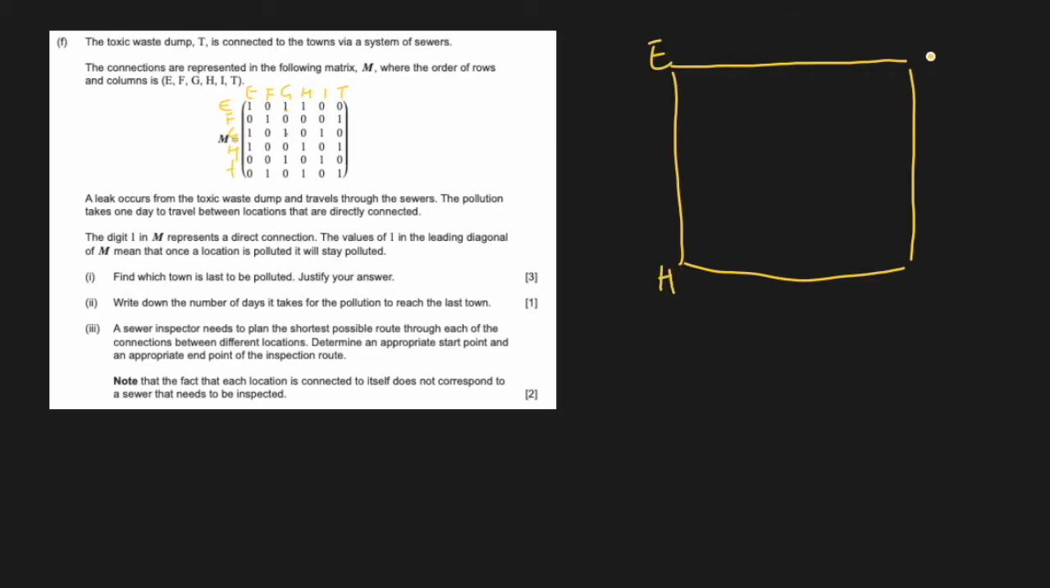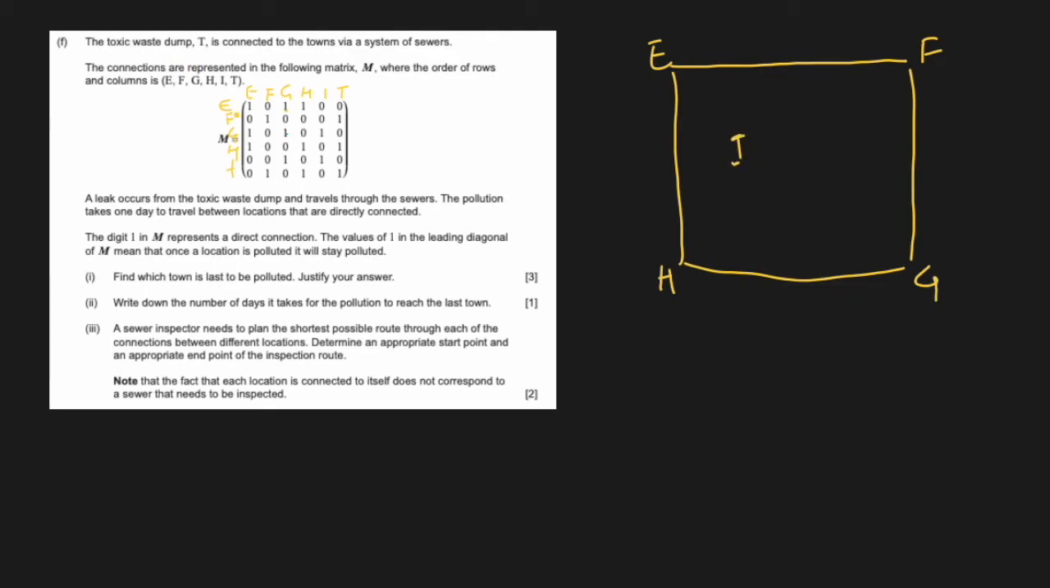And it is connected with, let me write the towns here: E, F, G, H, I, and T is the dump. And here it will be E, F, G, H, I, and T. Let me try to visualize this. So this is our square where we have E, H, F, G, and T.